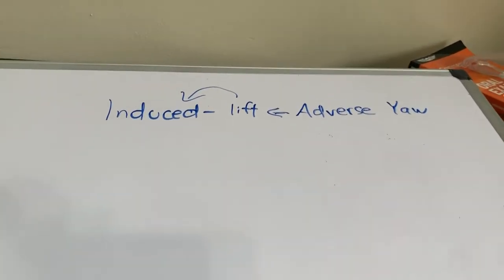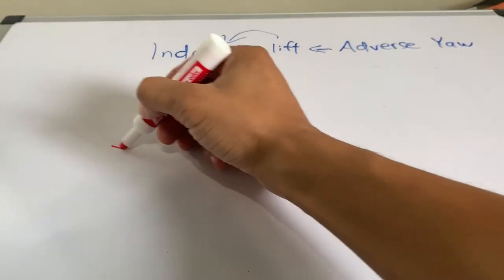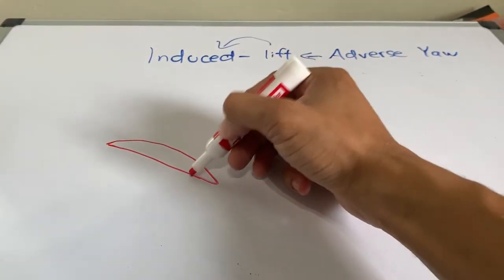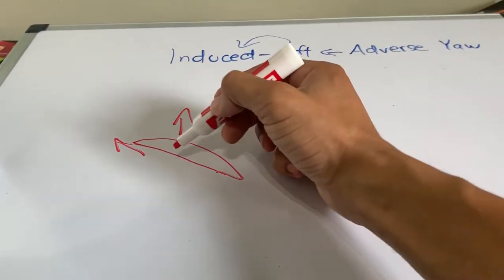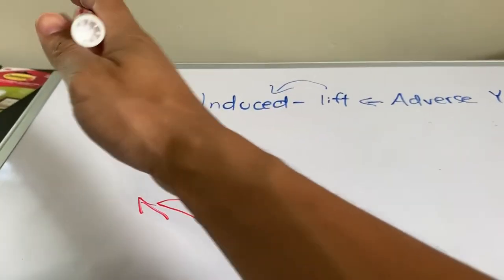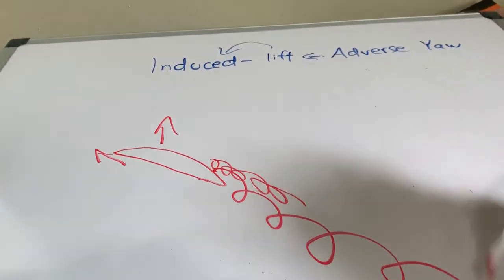Now we're going to go into induced drag. All right, as I said, we have lift. It's going this way. Yes, I'm getting a lift. And when I get lift, it's going through the air. It's going to create some kind of drag, right?